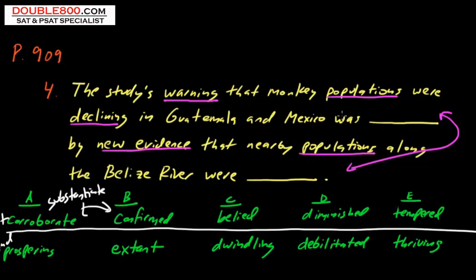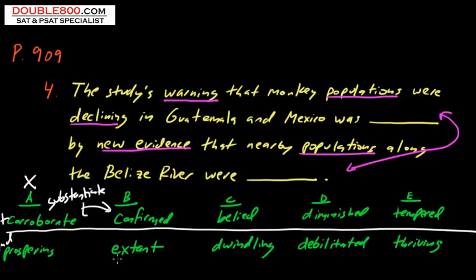So if you pick strengthen or confirm that the populations were declining, then the second blank needs to be declining, right? So here prospering with corroborate does not work. Those two are the same, so A is out. Confirm is the same as substantiate. And again, if we're going to pick confirm, the second blank needs to be declining.